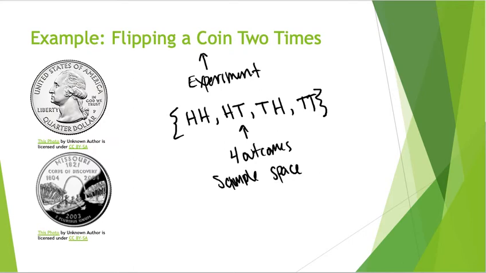So in this case, an example of an event could be that at least one time you flip a heads in there. So there are 3 possible outcomes in the event of flipping a head at least one time when you flip a coin twice.